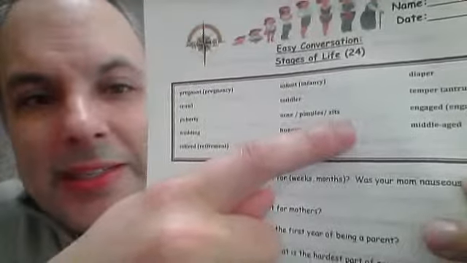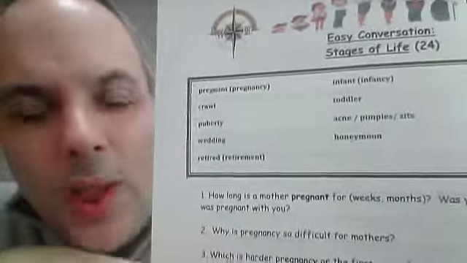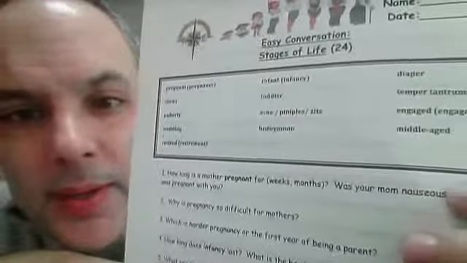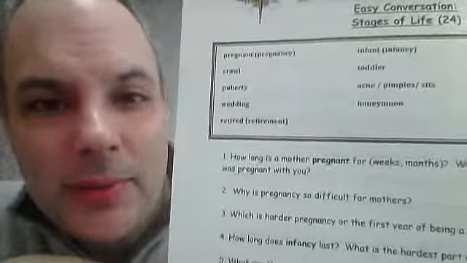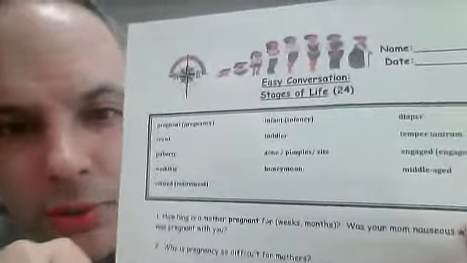And here, there's three words, but they all kind of mean the same. Acne, pimples, zits. Okay, make sure your Z sound, okay, zits. Acne, pimples, zits. Engaged, or engagement, okay. Wedding, honeymoon, middle-aged, and then retired, or retirement, okay? Retirement. Okay, so these are your words. Make sure you know them.